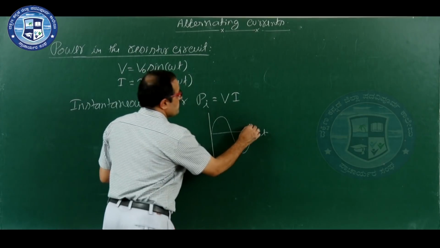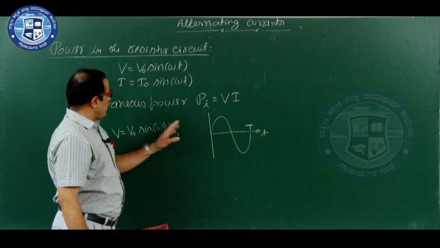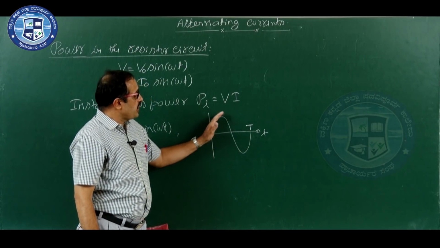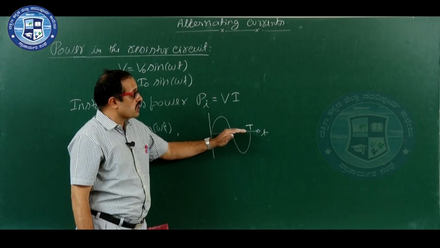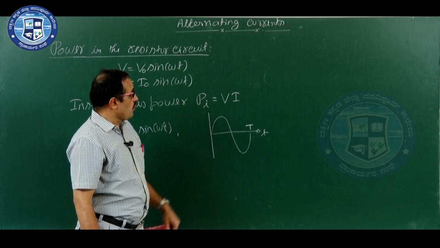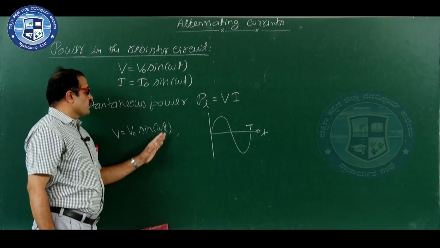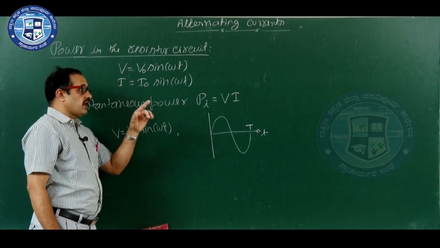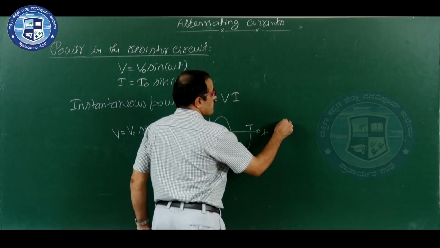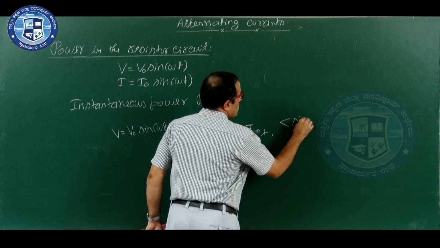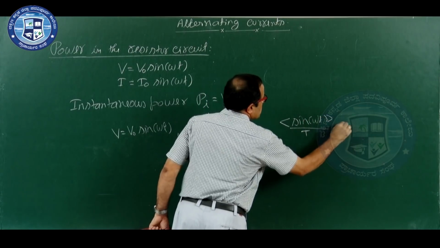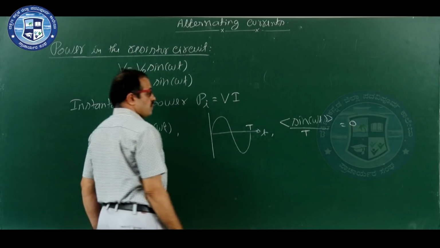Now, what is the average value of the sine function over the complete cycle? The average value of the sine function over the complete cycle is 0. Therefore, if you integrate this one over the complete cycle, the answer must be 0. That is written like this: the average value of the sine function over the complete cycle is equal to 0.